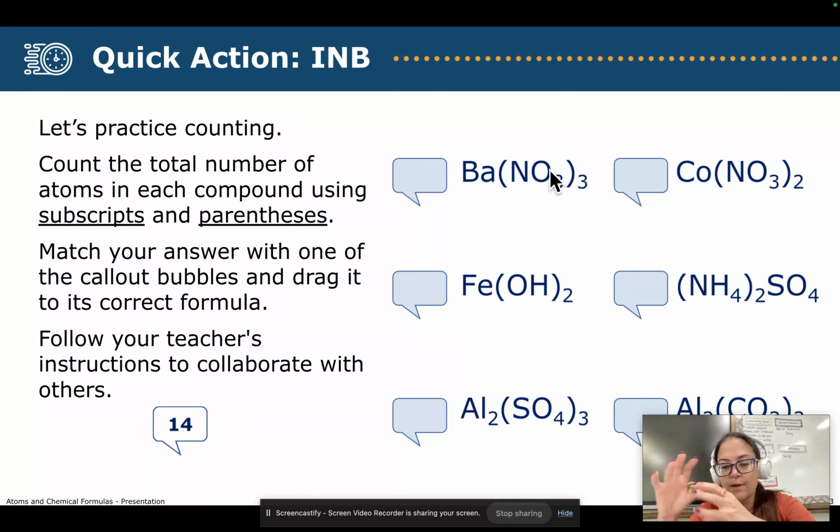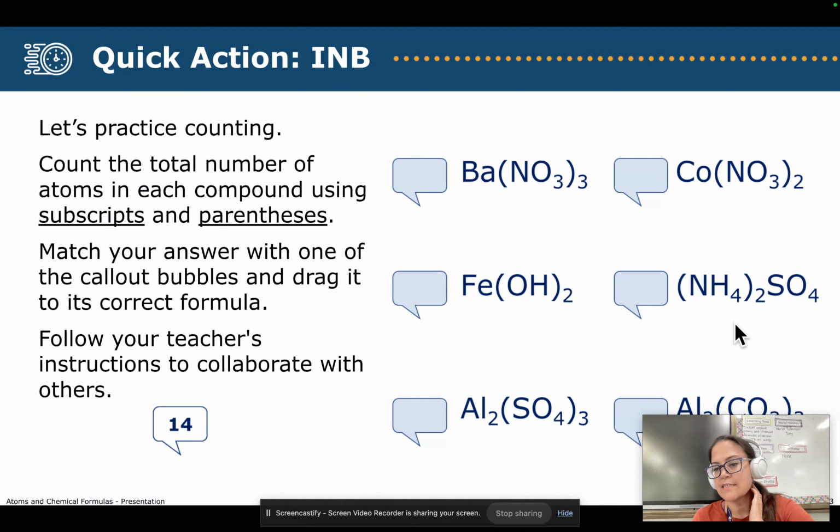But again, we have 3 of those separate molecules. So we have an NO3, an NO3, and an NO3. So technically, we have 3 N's, because 3 multiplied by the 1 that's not here. So 3 times 1 is 3, so 3 N's. And then we have 9 oxygens. So there's 3 times the 3 to get 9 oxygen. So in this entire compound molecule, we have 1 barium, 3 nitrogen, 9 oxygen.